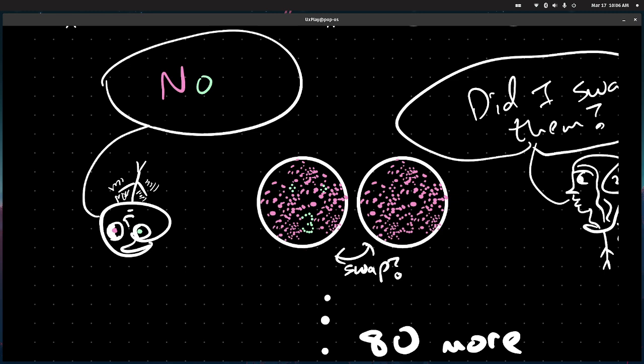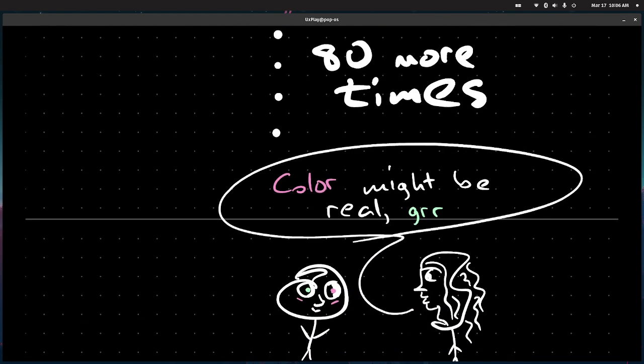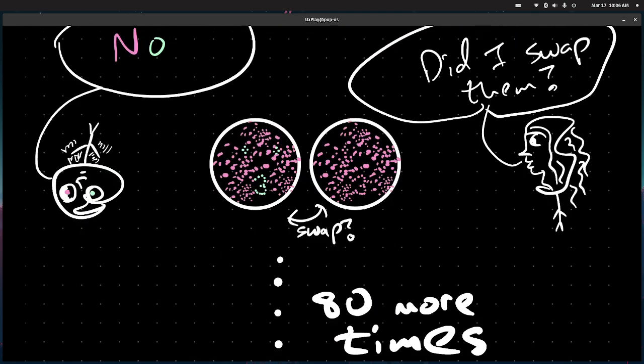So Alice gets to know that Bob is telling the truth, that there is a difference between the two balls, and Bob claims that one is red and one is green, or one has green flecks in it. Now we want to express this. We want to find a way to express this in our simulator language.